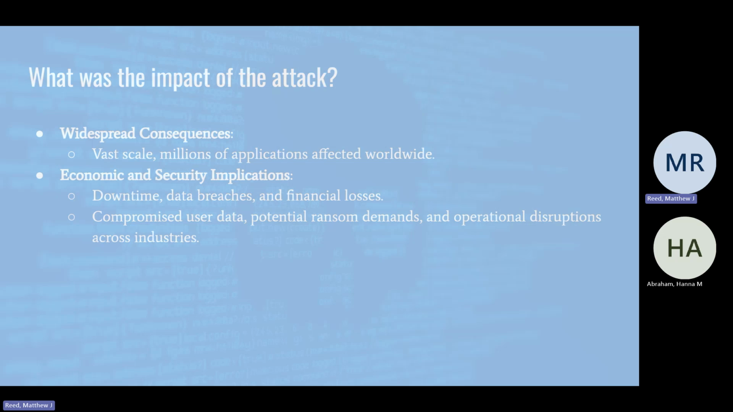This interruption added a layer of economic pressure, particularly on small and medium sized businesses that may have fewer resources for rapid response. This vulnerability also compromised sensitive data. Criminals who exploited the flaw would potentially access private user information, including personal and financial data. Once exposed, this data would be sold or used to demand ransoms, and attackers might threaten to release or withhold data unless a ransom was paid.